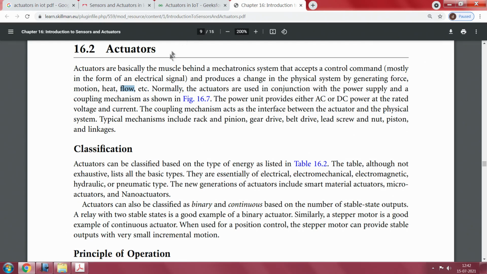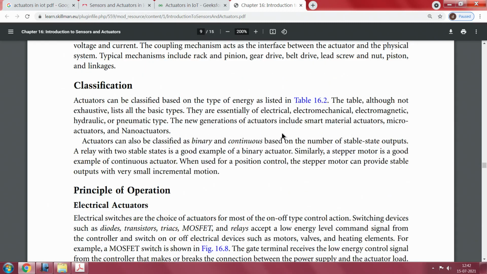Now you can classify actuators into different types. You can have binary type of actuators, on off kind of actuators, or you can be talking of continuous actuators which are based on stable state outputs, okay. A relay for instance has two stable states, it is a good example of a binary actuator, okay. Even a solenoid valve for that matter can be regarded as a binary kind of actuator, solenoid valve is on, solenoid valve is off.